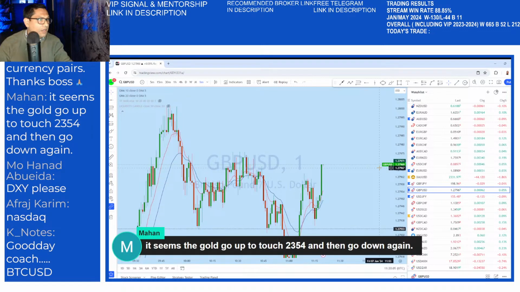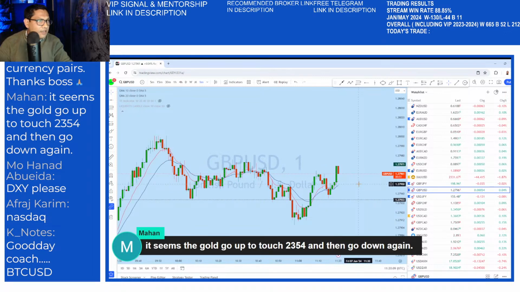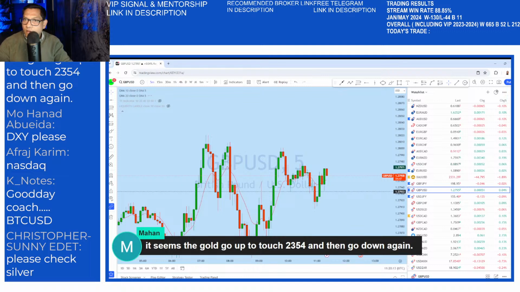Okay, here we can see GBPUSD has got a rejection towards the upside on the lower time frame. That might take the price to the upside again.